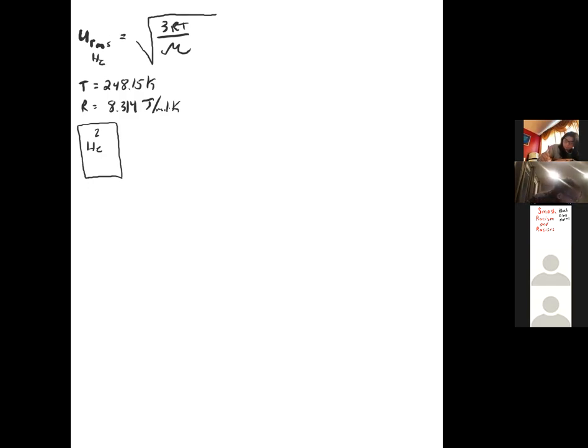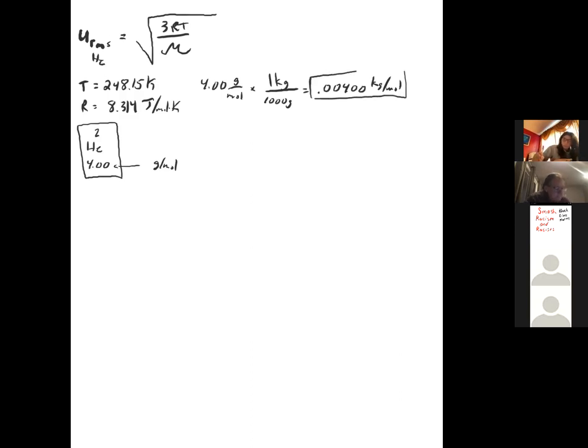So helium has a molar mass of 4.00. Remember, that's in grams per mole. So let's figure out what the molar mass is. 4 grams per mole times 1 kilogram over 1,000 grams. So you get 0.00400 kilograms per mole. Okay, so there's your molar mass. So now we've got everything we need.